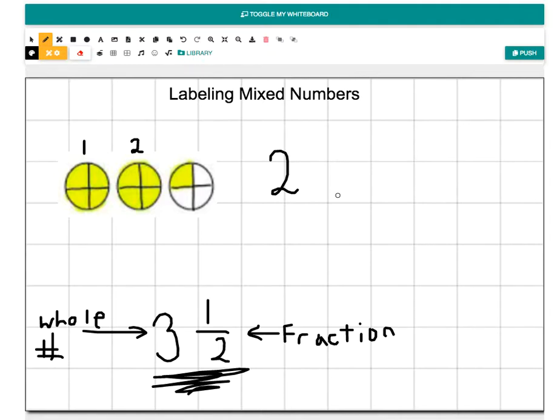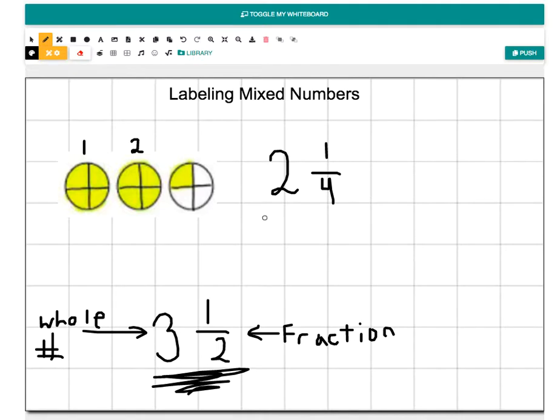If we look at that circle, we've got to figure out the denominator. The denominator is the number on the bottom. It's going to have however many parts there are. So there's 1, 2, 3, 4. So my denominator is going to be 4. My numerator, so the number on top, is going to be how many are shaded. So we're going to look at this circle and we're going to see that there's 1 shaded. So my numerator is 1. So my mixed number for this model is 2 and 1/4.